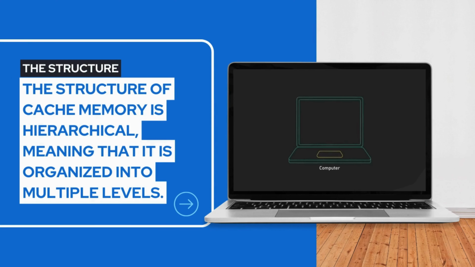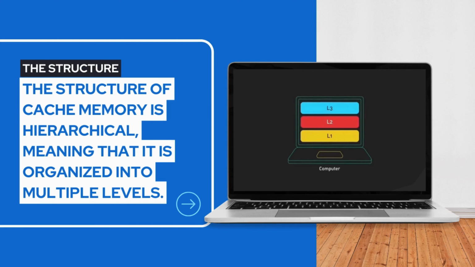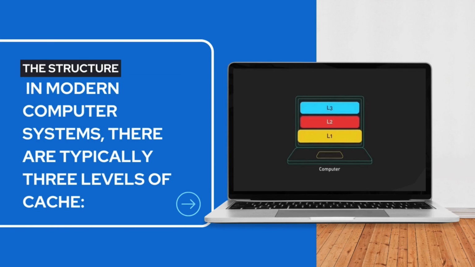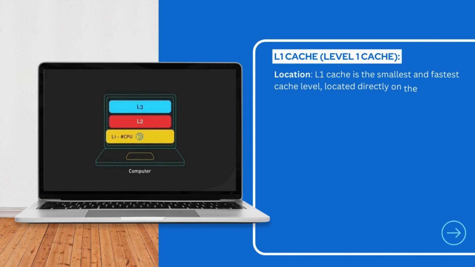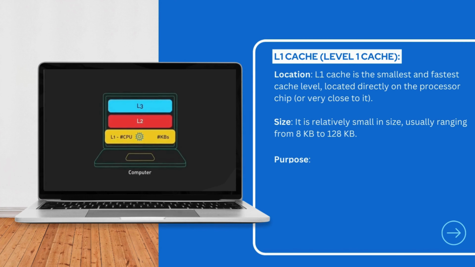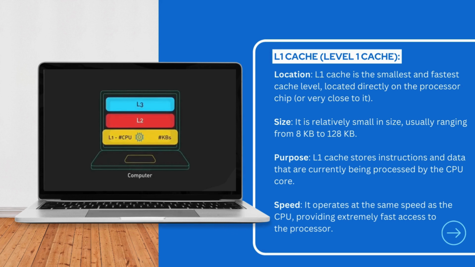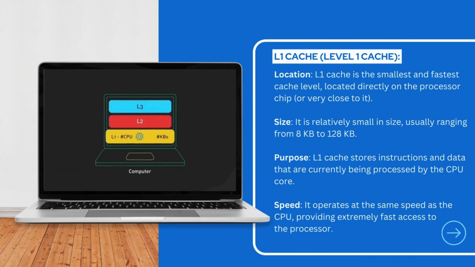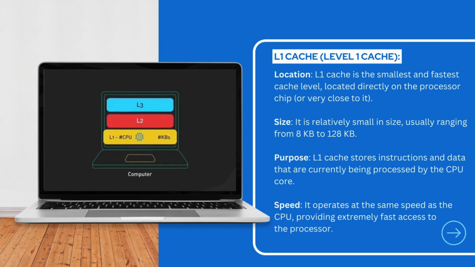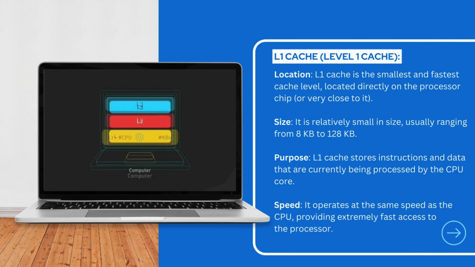The structure of cache memory is hierarchical, meaning that it is organized into multiple levels. In modern computer systems, there are typically 3 levels of cache. Level 1 cache. Level 1 cache is the smallest and fastest cache level, located directly on the processor chip or very close to it. It is relatively small in size, usually ranging from 8 kilobytes to 128 kilobytes.